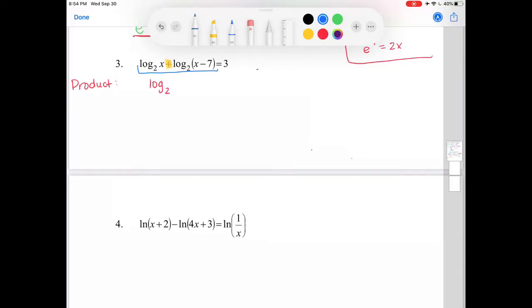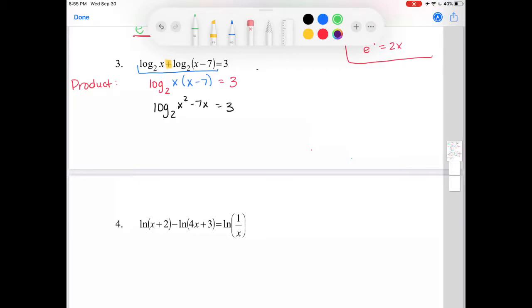What the product property tells me to do is condense these 2 logs into 1 log. And when I get to the main terms, I'm going to multiply them together. And it's still got to equal 3. I'm only focused on that left-hand side. I combine them together. All right. Let's simplify that log really quickly. So it's still log with a base 2. And that gives me x squared minus 7x still equal to 3.